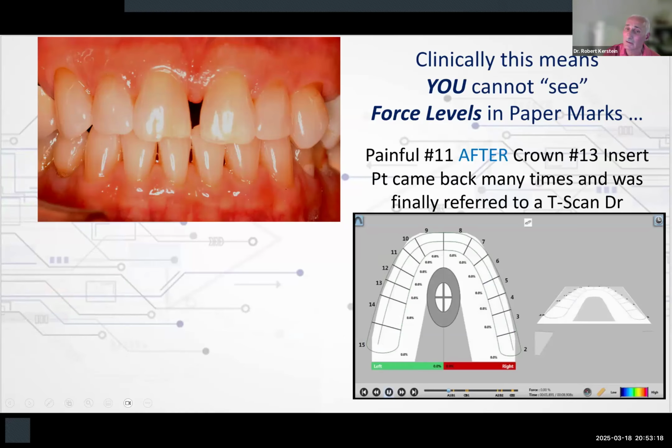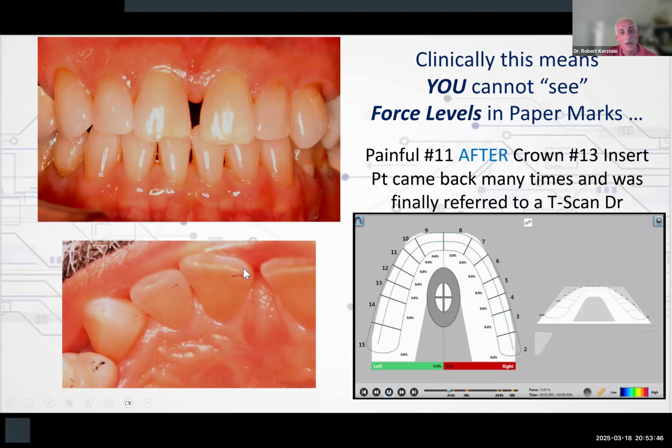And this is how it plays out clinically. So here's an example of a problem patient. The patient got a crown installed on tooth number 13, and the day after, tooth number 11 began to bother him. And he went back to his dentist over 4 or 5 months many times, and the dentist wasn't able to resolve the problem. And finally, he was referred to me. The patient came in and said, I was told I have to see you because you have a computer and maybe you can figure out what's wrong.